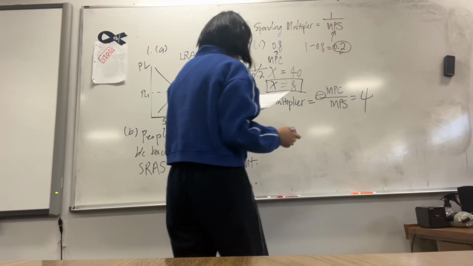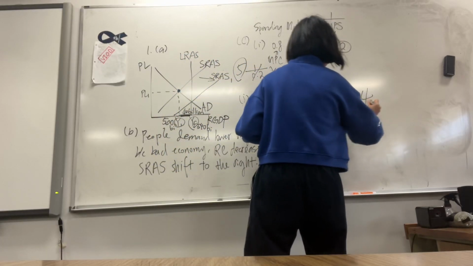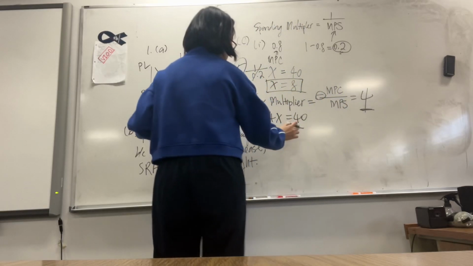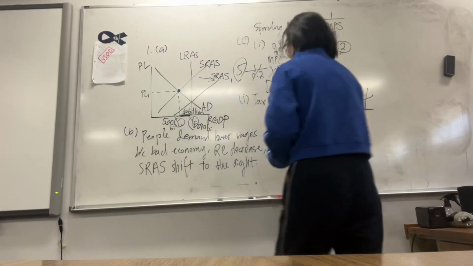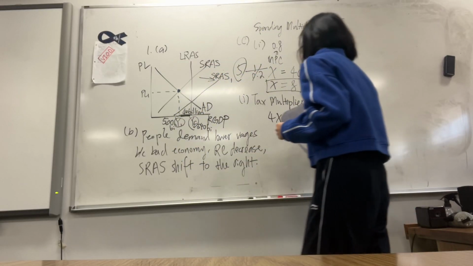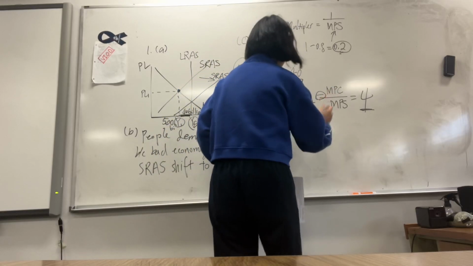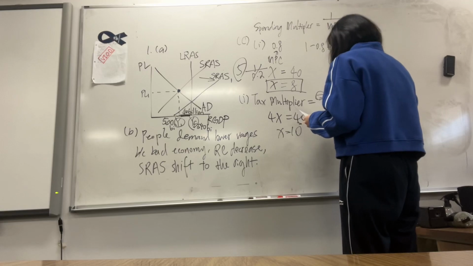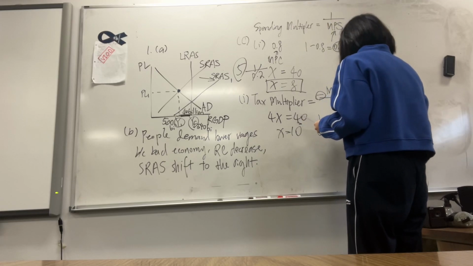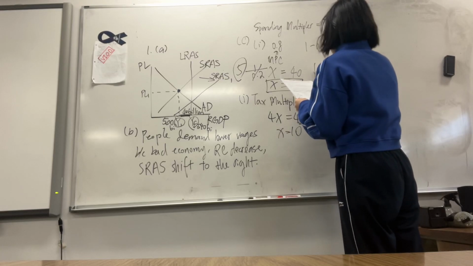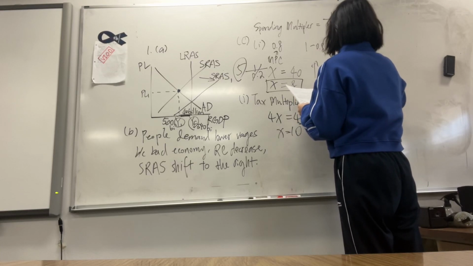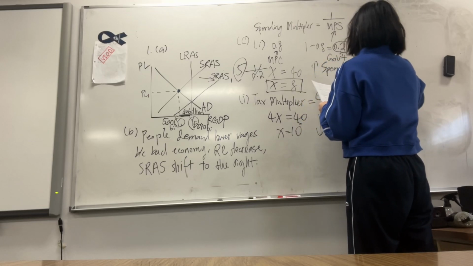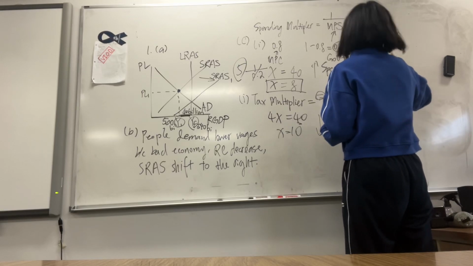So after we get the tax multiplier, we just use it with x equal to 40. Remember, this is the same amount that we have to recover right here. So x is going to be $10 billion. And then remember, there is a negative here, so the taxes have to be decreased by $10 billion. And this is the alternative to increasing government spending by $8 billion.